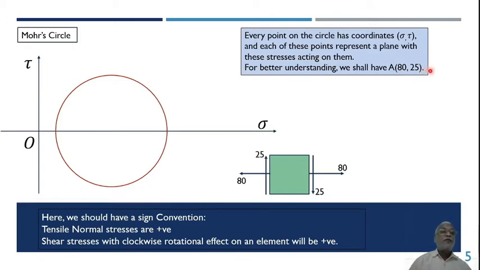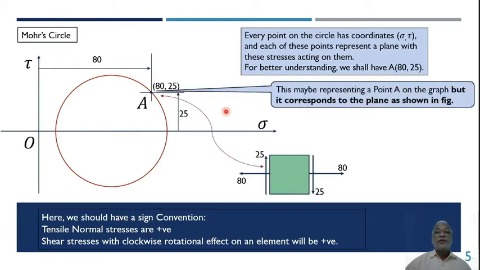Okay, now how do you plot 80-25? 80 is measured from the origin in the x direction, or sigma direction. I have drawn that, and then there is 25 in the shear stress direction. So I get a point there. We'll mark it; I have called it A. So that is with the coordinates 80 and 25. 80 is normal stress, 25 is shear stress.